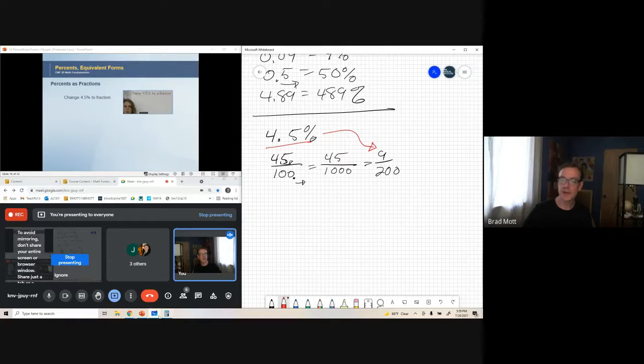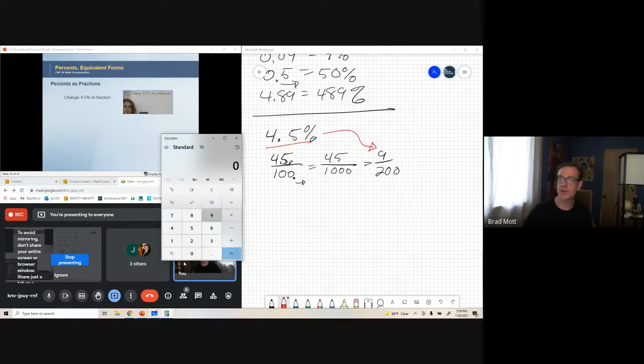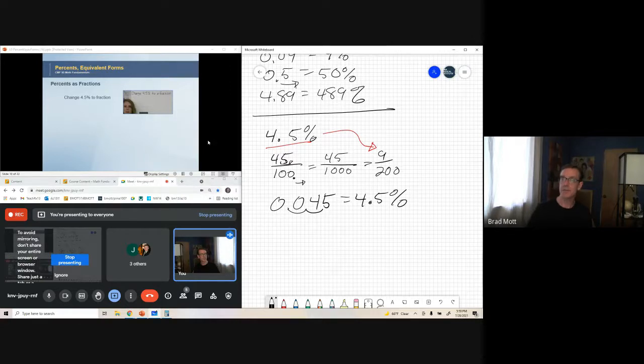Okay, so just to double check, let's run through this whole thought process. So let's divide 9 by 200. We get the decimal 0.045. That's the decimal. And if we want to convert that to a percent, move the decimal 1, 2 to the right, and we end up with 4.5%. Okay? See how all of these concepts are starting to link together now. Start having a little fun being able to play with these different conversions.